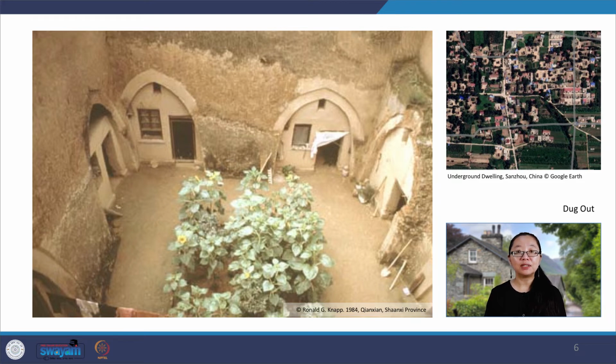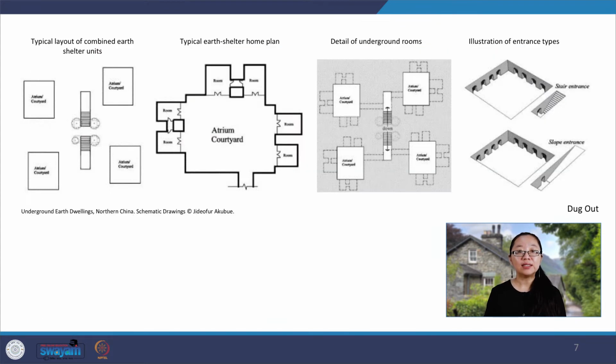The indoor environment is warm in winter and cool in summer. The room temperature can maintain above 11 degrees in winter and below 20 degrees in summer. The dwellings are dug 6 to 10 meters deep for the sunken courtyard. A ramp is also cut into the sides of the courtyard to allow residents to move easily from their homes to the ground level above.